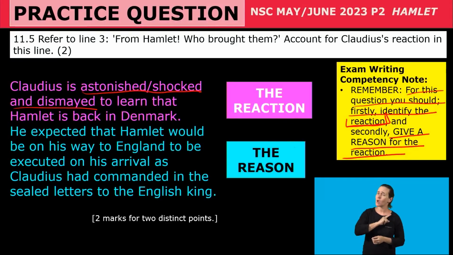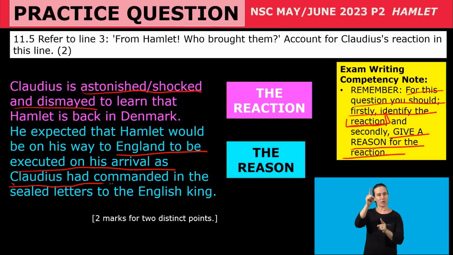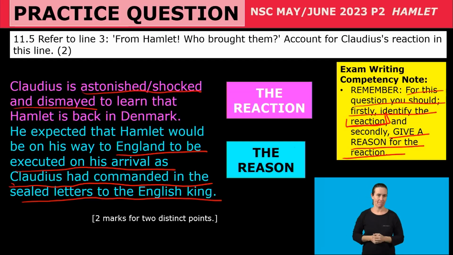And the reason for this is he expected that Hamlet would be on his way to England to be executed on his arrival, as I've just said, as Claudius has commanded in the sealed letters to the English king. So very important. If you did not know that this is the context of his reaction, you would not have been able to answer this question. And that is why it is crucial that you know the play extremely well.